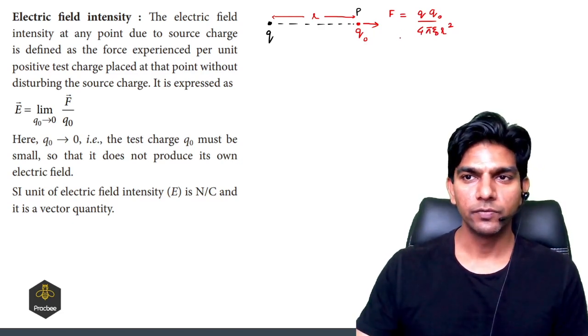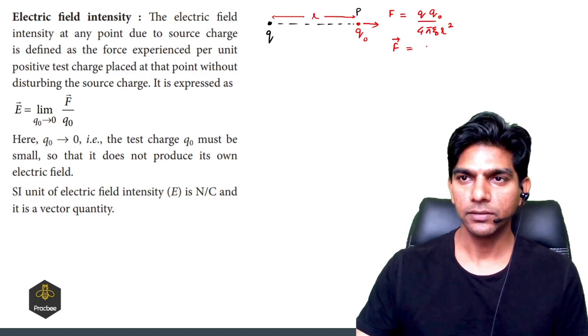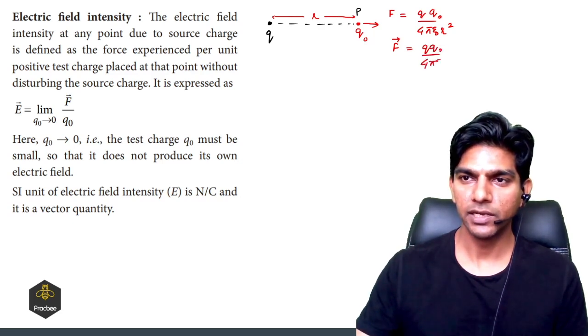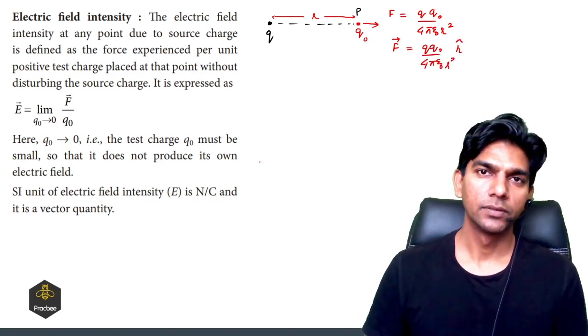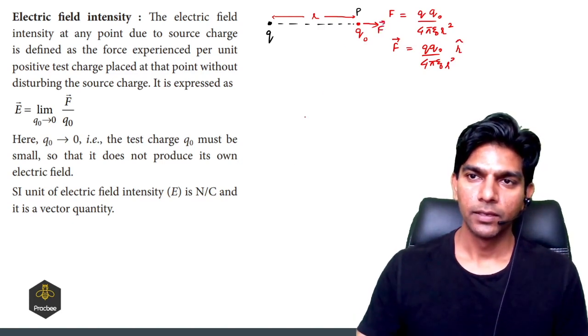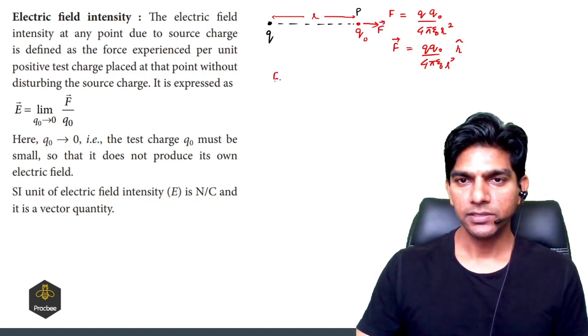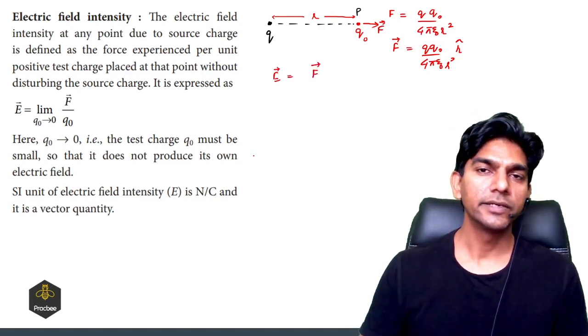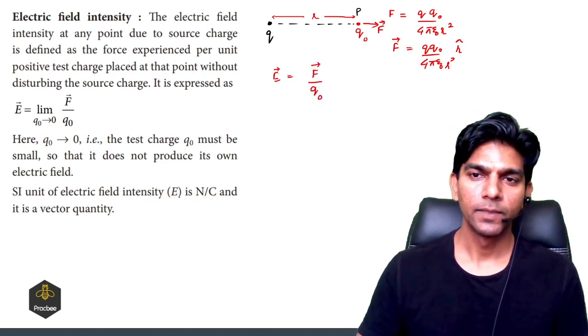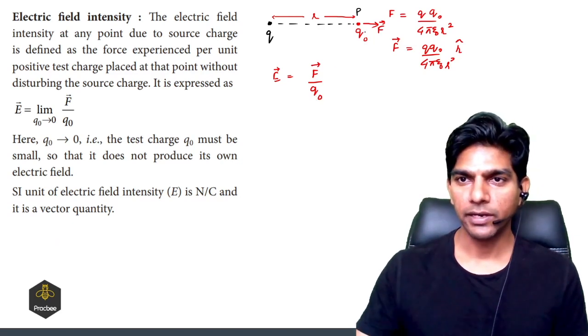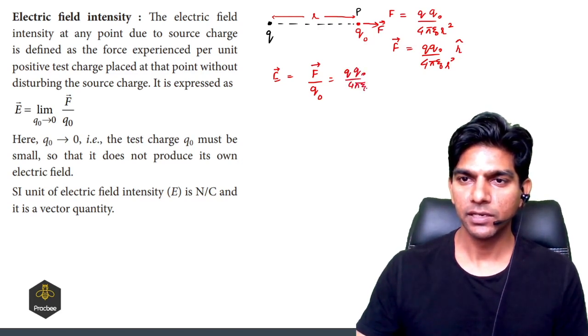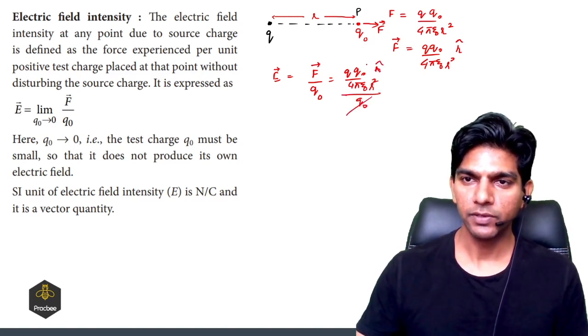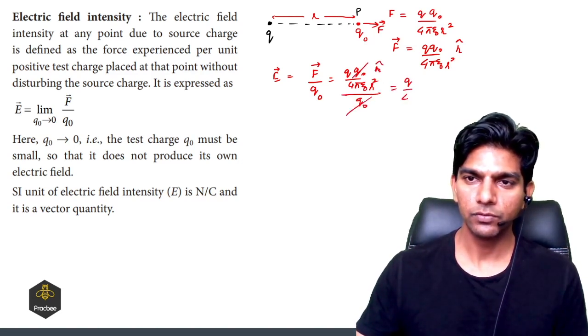And if I want to show this in vector form, F vector will be q naught upon 4 pi epsilon naught r square times r cap. So this is the force. Electric field is defined as force experienced by the test charge per unit test charge, right? So F by q naught will be the electric field at point P. So this will be q naught upon 4 pi epsilon naught r squared times r cap divided by q naught. So q naught will get cancelled out, and this will become Q upon 4 pi epsilon naught r square r cap.